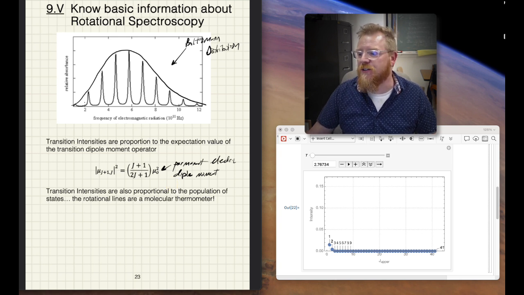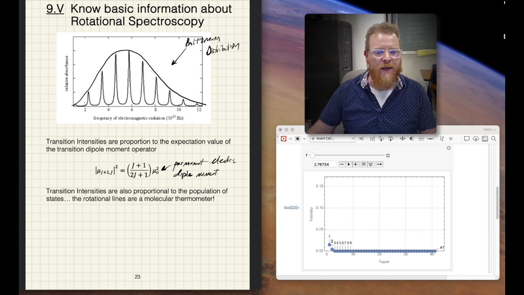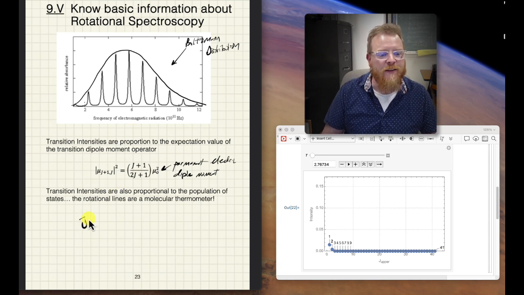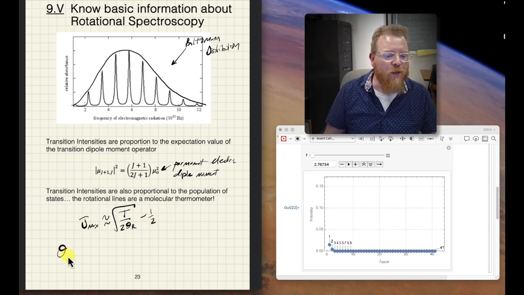So using just a little bit of calculus, I won't show that here, but we can show that the max J value will be approximately equal to the following: the square root of T divided by 2 theta R, minus 1/2, where theta R is known as the rotational temperature.